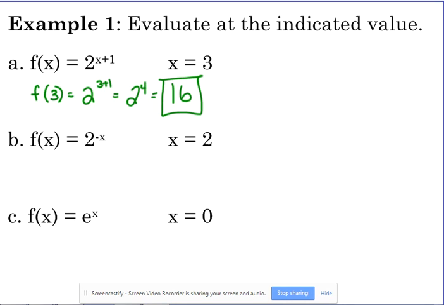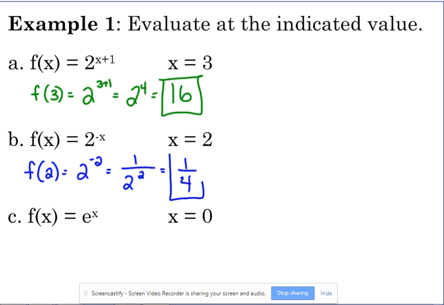All right, if our function is 2 to the negative x, and we want to evaluate that at x equals 2, we plug in negative 2. You just told me a second ago to get rid of negative exponents, we move it to the denominator. So that's 1 over 2 squared. And 2 squared is 4. So 2 to the negative x at x equals 2 is equal to 1/4. So that would be the y value on the graph.